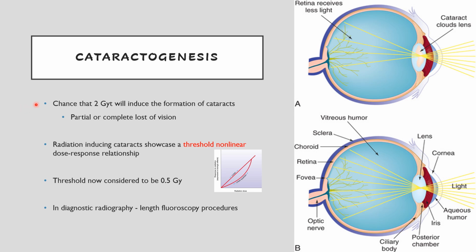Cataractogenesis. The chance that a gray tissue dose will induce the formation of cataracts, partial or complete loss of vision. Radiation-induced cataracts showcase a threshold nonlinear dose-response relationship. Threshold is now considered to be 0.5 gray tissue. In diagnostic radiography, this would happen with lengthy fluoroscopy procedures.